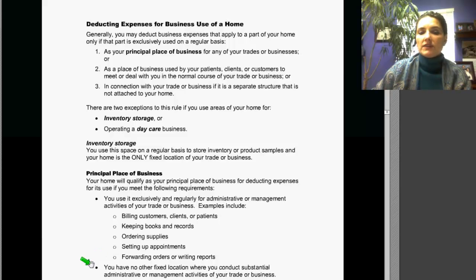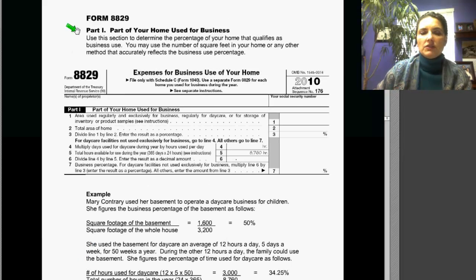Also, you have no other fixed location where you conduct substantial administrative or management activities of your trade or business. And here is the Form 8829. We're looking first at Part 1, where you figure the part of your home that is used for business. You use this section to determine the percentage of your home that qualifies as business use.